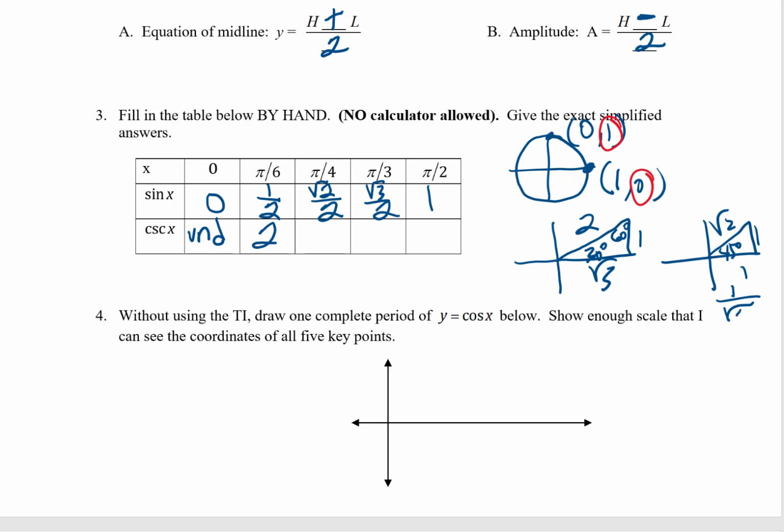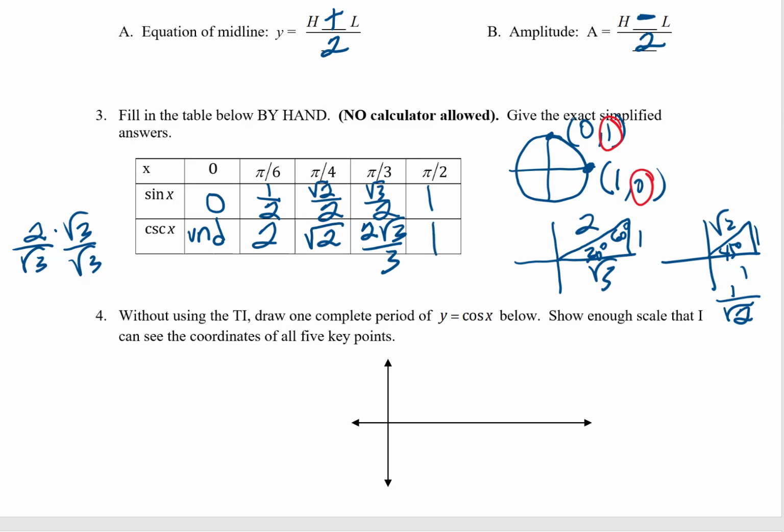So 1 over root 2 is where we started. If you reciprocate that, you'll just get root 2 over 1, or root 2. Let's see, if I reciprocate root 3 over 2, that's going to be 2 over root 3. I will have to rationalize, and so I'm going to end up with 2 root 3 over 3. And the reciprocal of 1 is still just 1.